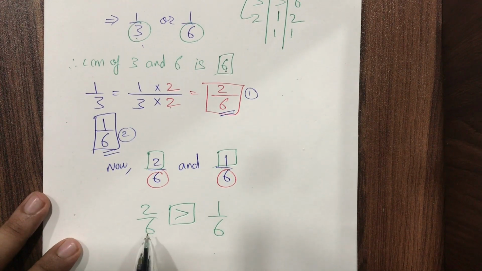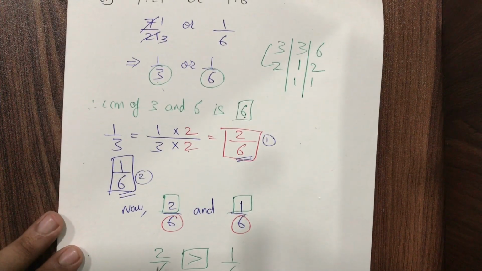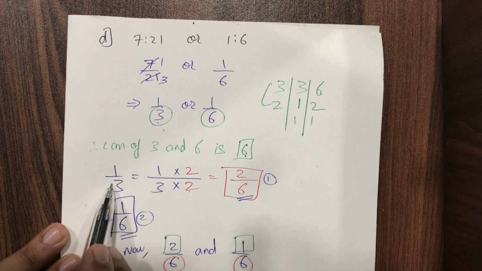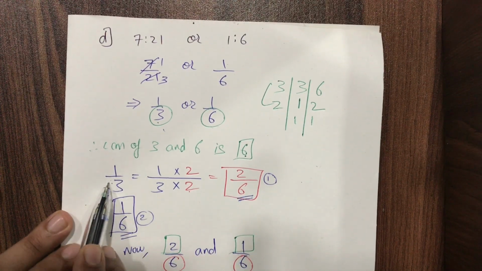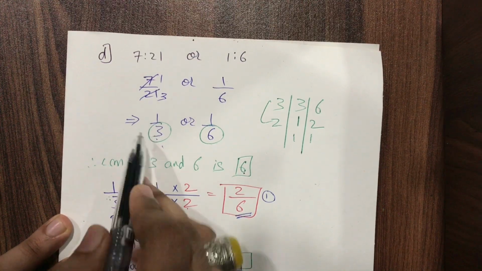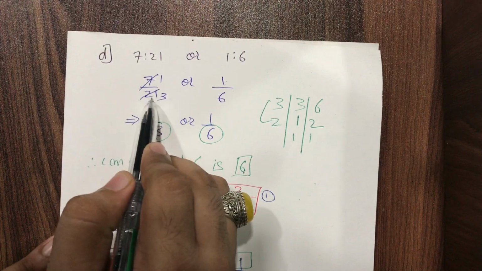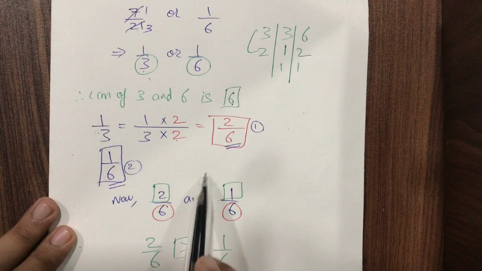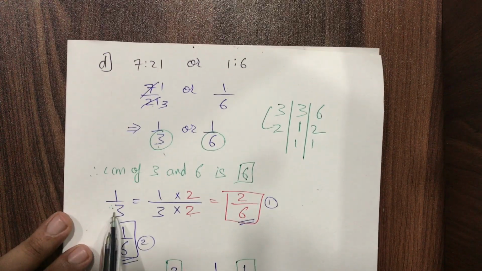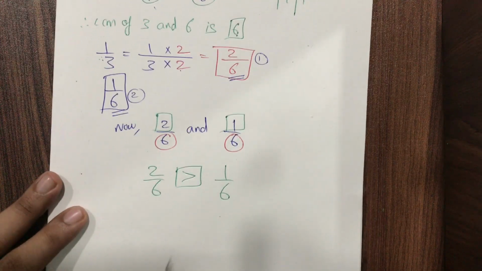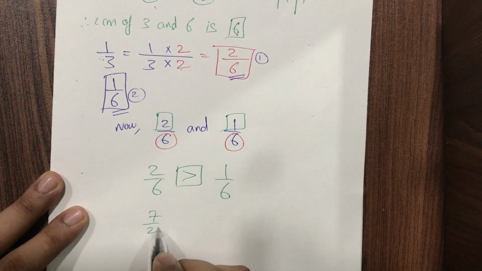Students, is 2 upon 6 my final answer? Was it given in the question? No. From where did we get 2 upon 6? We got 2 upon 6 from 1 upon 3. And from where did we get 1 upon 3? We got 1 upon 3 from 7 upon 21. So see the chain. This 2 upon 6 came from 1 upon 3, and this 1 upon 3 came after reducing 7 upon 21. So now in place of this 2 upon 6, I'll write 7 upon 21.